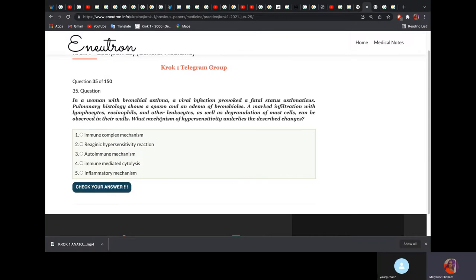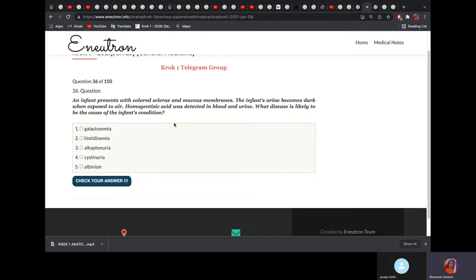In a woman with bronchial asthma, a viral infection provoked a fatal status asthmaticus. Pulmonary histology showed a spasm and edema of bronchioles, and so on and so forth. They're talking about asthma. I read that asthma is a classic sign of type 1 hypersensitivity, which is also called Reagin hypersensitivity, due to immunoglobulin E. So there's mass degranulation of mast cells. Also, if Krok talks about a hypersensitivity reaction that's occurring almost immediately, it will be type 1 hypersensitivity. We explained this in the microbiology and the pathophysiology section in detail.